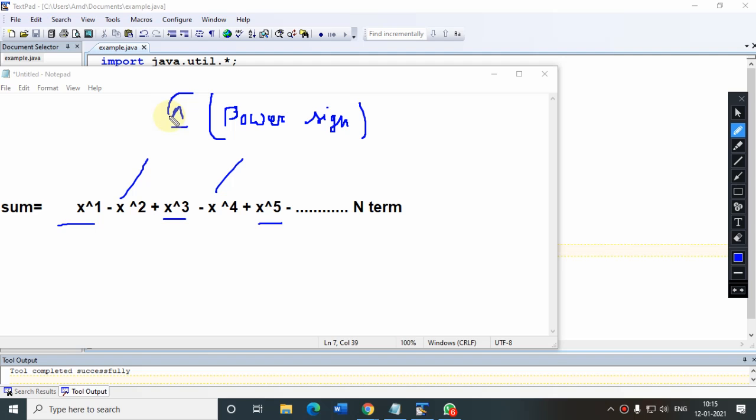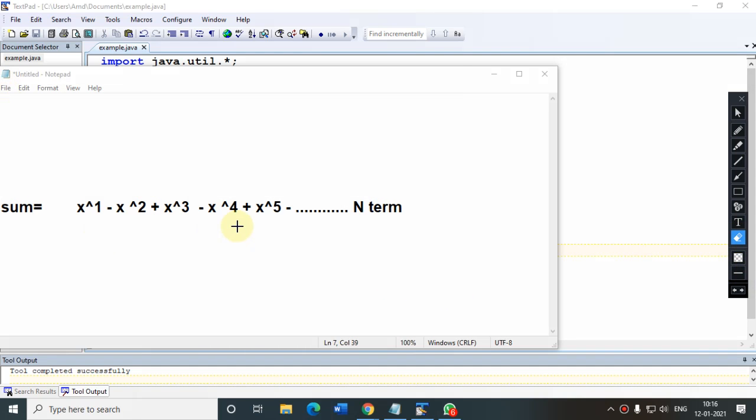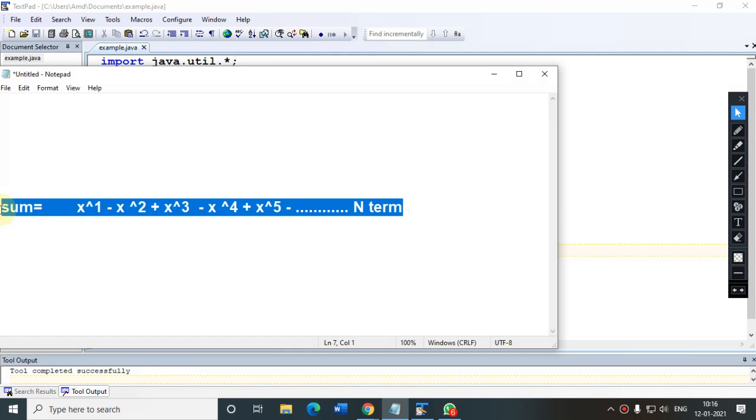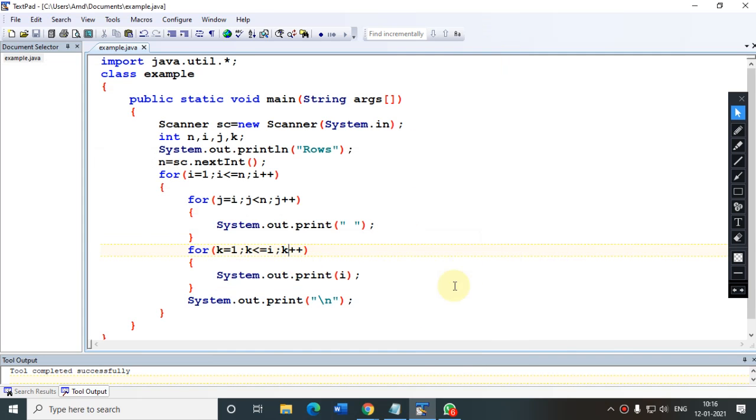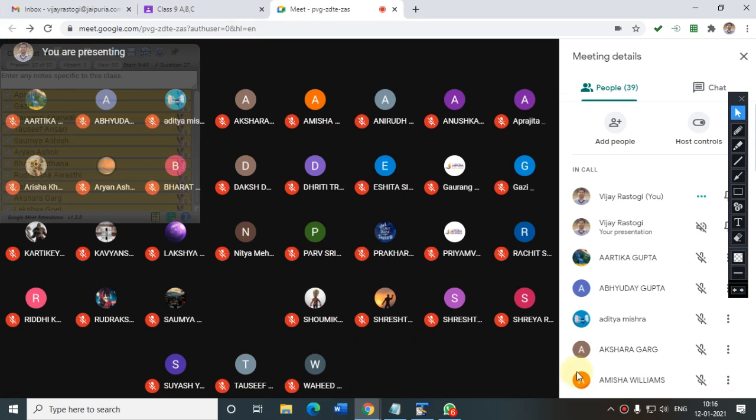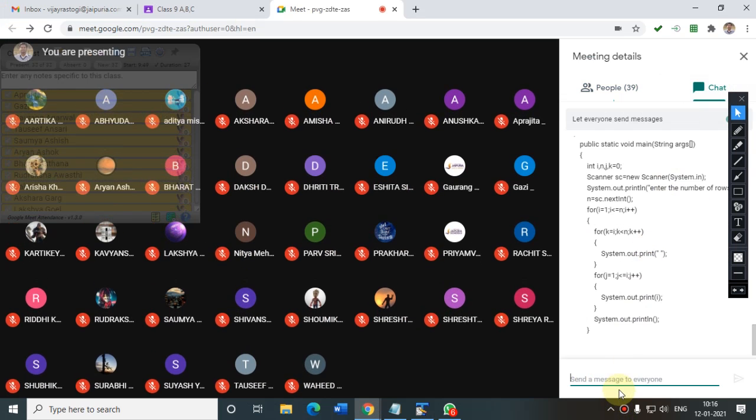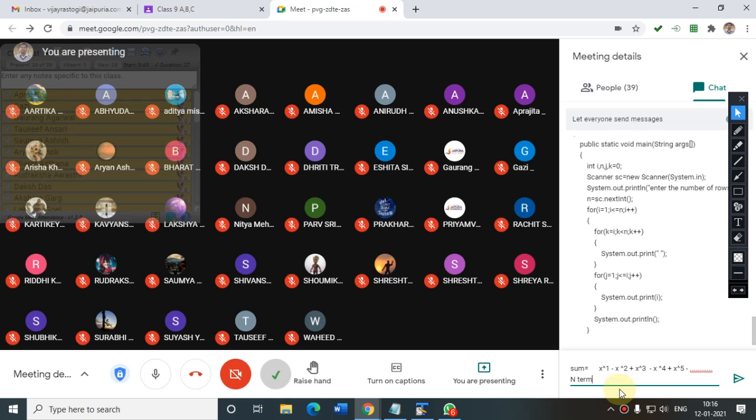Always remember, this symbol is known as the power sign. Is it okay, everybody? Yes, sir. Please focus on the alternate terms. Bharat, are you getting this question, beta? Yes, sir. Good. Try. Okay, sir. The question is there in your chat box also.